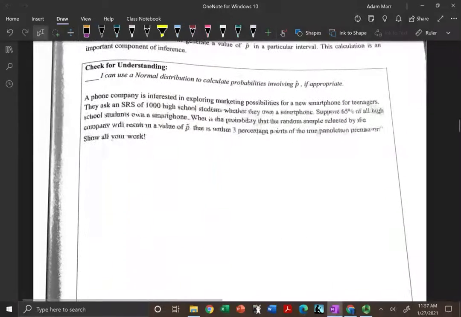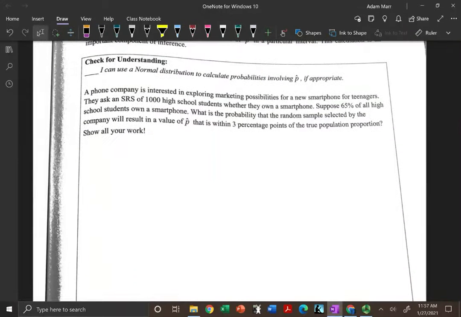Concept 2. A phone company of interest is exploring marketing possibilities for a new smartphone for teenagers. They ask a simple random sample of 1,000 high school students whether they own a smartphone. I'm just going to highlight that, or you can underline it, because I know I'm going to need that later. Suppose 65% of all high school students own a smartphone. Right, so that's my population, actually, 65%, the population parameter.